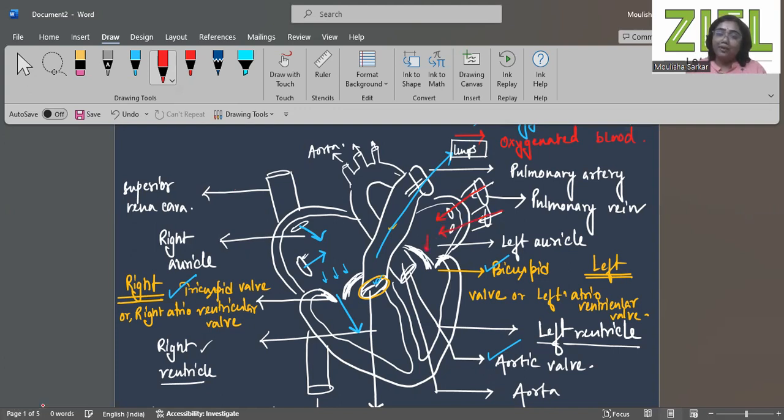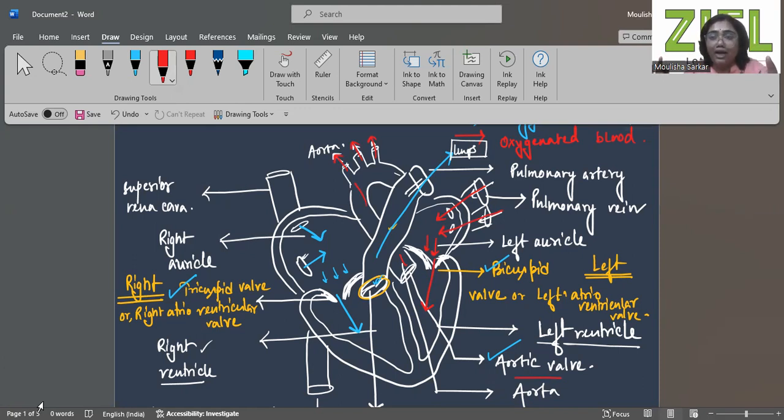Then it will apply pressure on the bicuspid valve. The bicuspid valve will open, and oxygenated blood will enter the left ventricle. When the left ventricle is filled with oxygenated blood, the heart will again contract, the pressure will increase, and that will allow the aortic valve to open. Then through the aorta, the oxygenated blood will be distributed throughout the body parts. Okay, so this is the process.